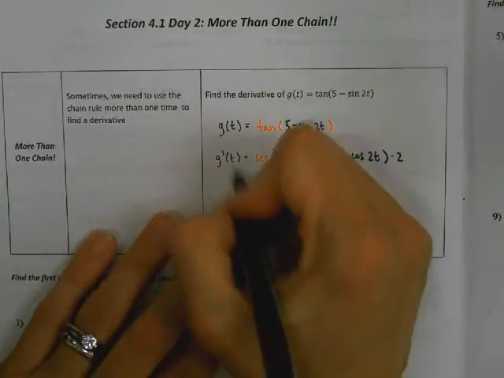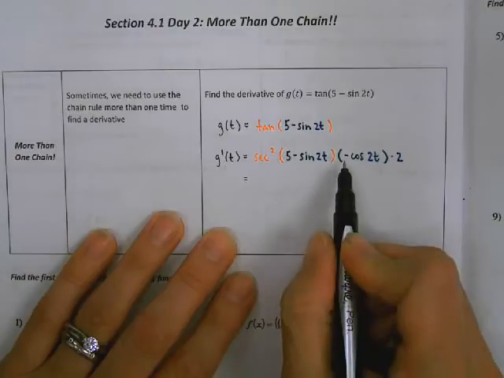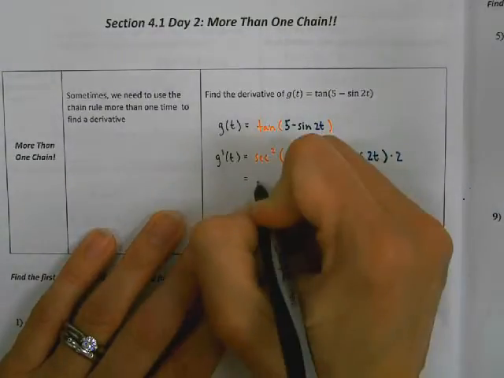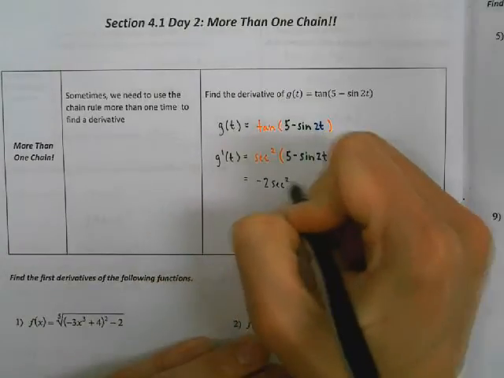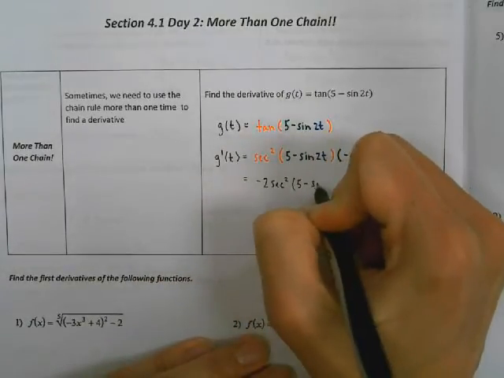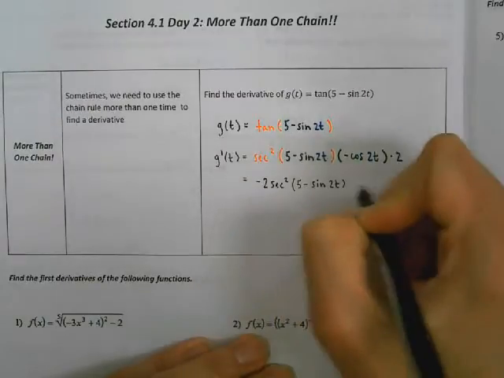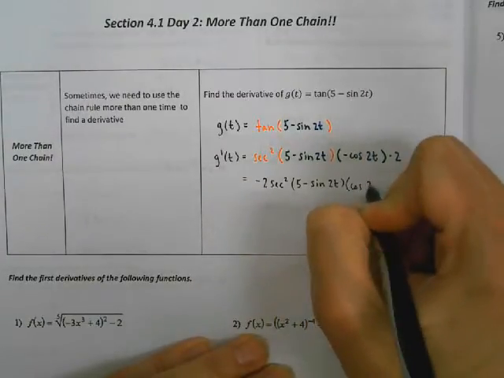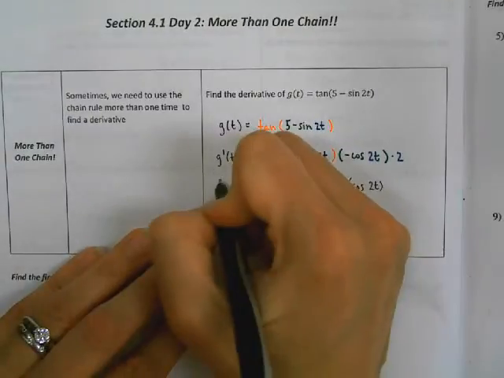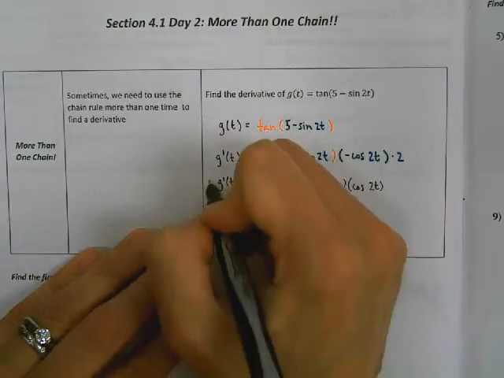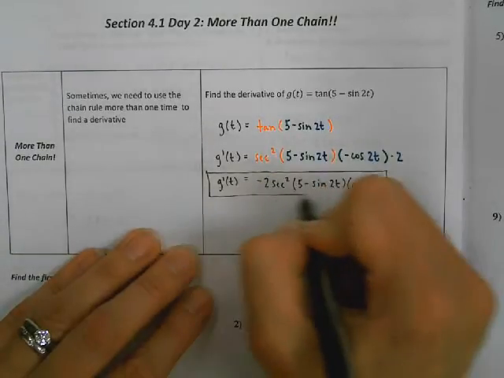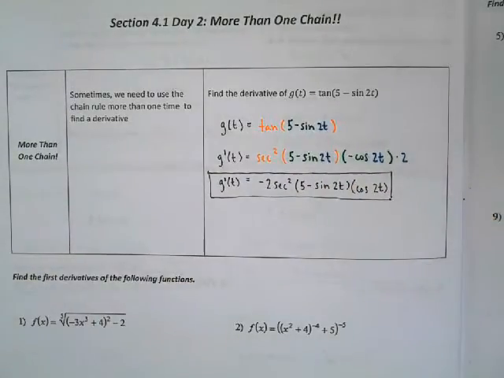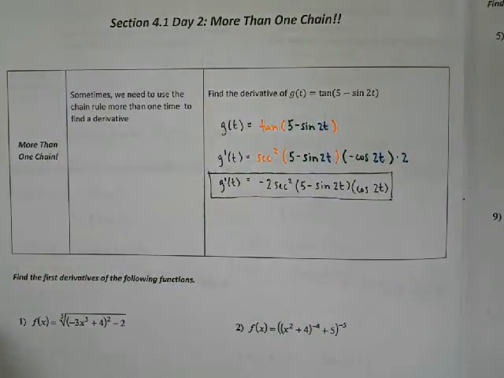So there's not a whole lot to do with this. I'm just going to rearrange a few of my terms. I'm going to pull out this negative and my 2 out front. So I get a derivative of negative 2 times the secant squared of 5 minus sine of 2t times cosine of 2t. So once we've decided what all our pieces are, differentiating it isn't that difficult. It's mostly just deciding how many layers we have to go in.